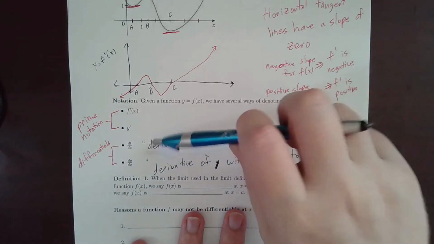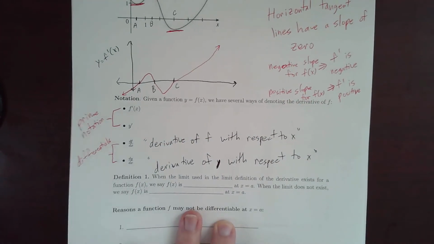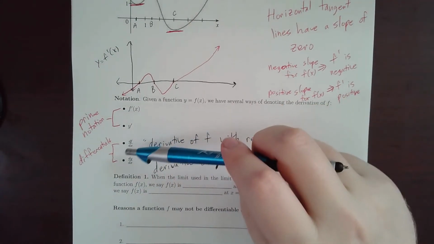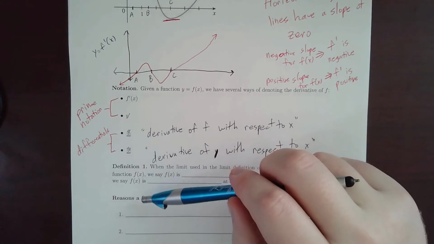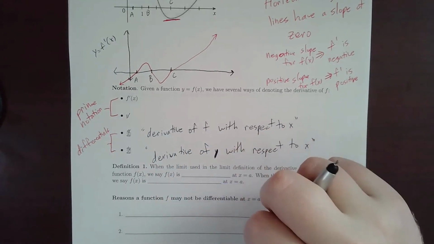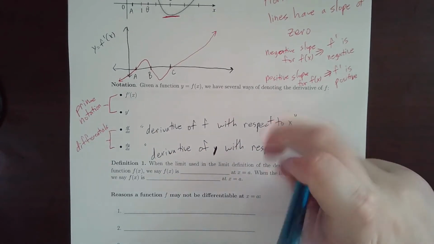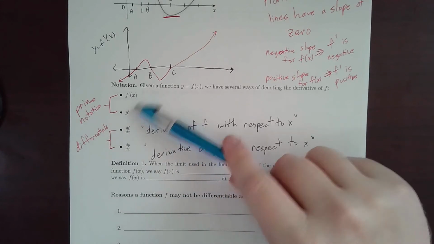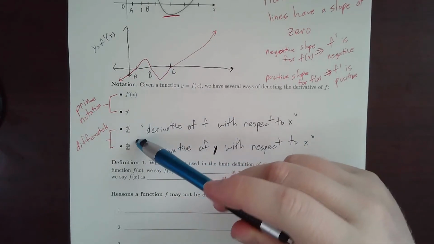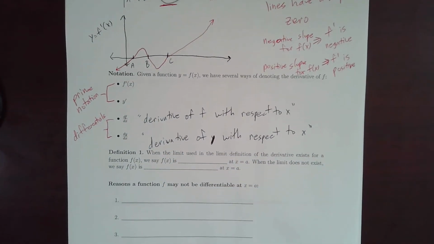So either way will get used, either the prime notation or the differentials. Now you might be thinking to yourself, oh, okay, why are there so many different ways to do this? Well, this is a lot cleaner to write. This is a lot less work. This gets a lot more useful if you ever take a higher level of calculus where you start dealing with functions with more than one variable.